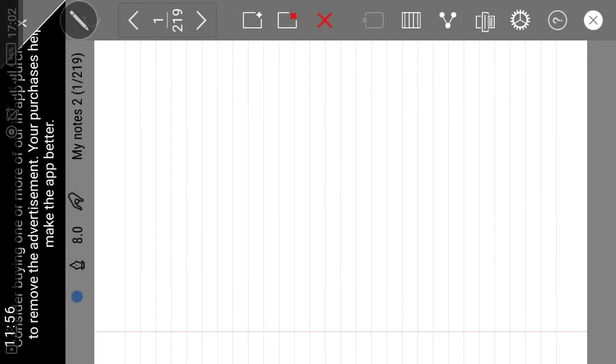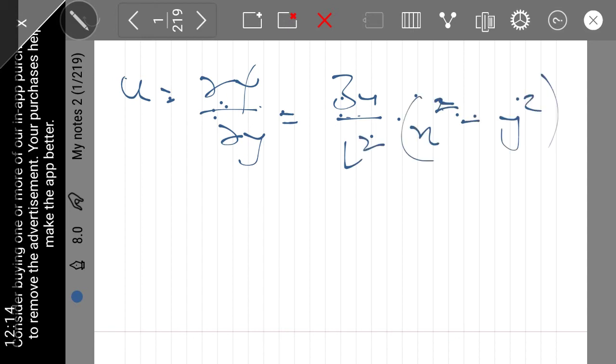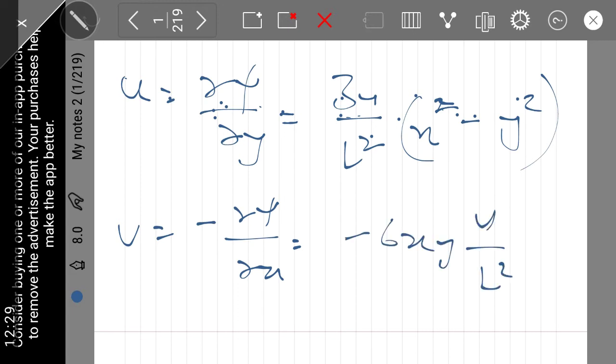So let's begin. We are going to have u equal to del psi del y, which is equal to 3u over L squared times x squared minus y squared. This is what you get when you differentiate psi with respect to y. Similarly, v is equal to minus del psi del x, which is equal to minus 6xy u over L squared.